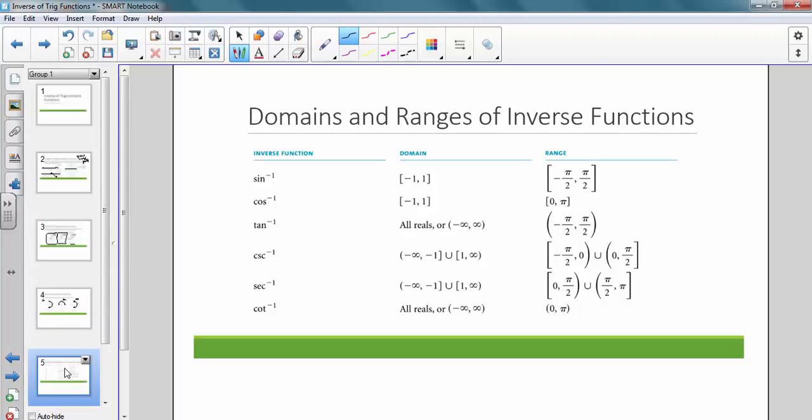So this table shows the domains and ranges for all 6 trigonometric functions for your reference, in case you need to refer back to any of these, since I've only talked about the sine, cosine, and tangent.